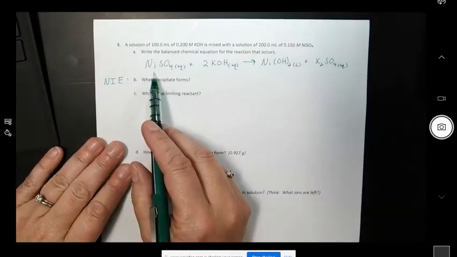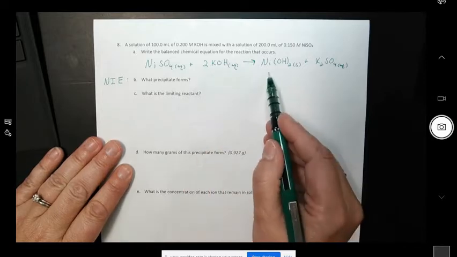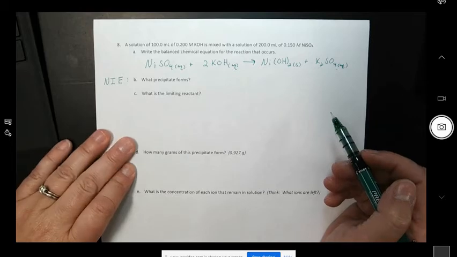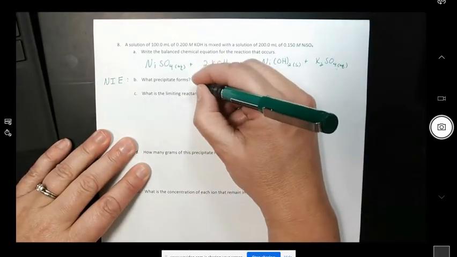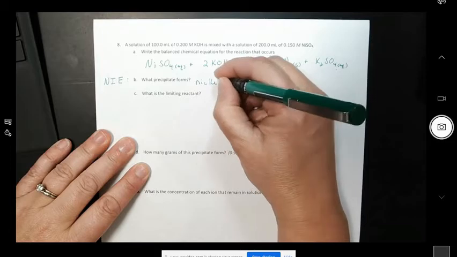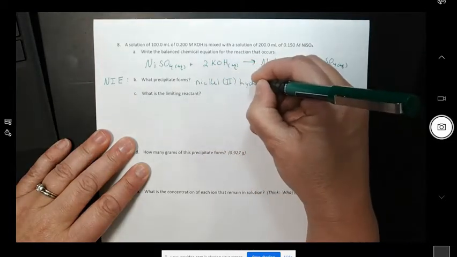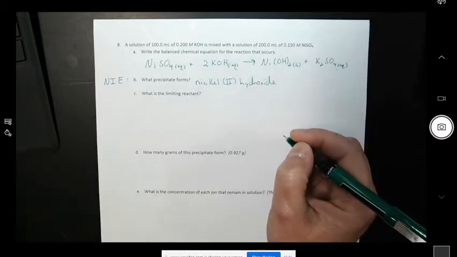All right, question number 8. We've got some nickel 2 sulfate and we're mixing it with some potassium hydroxide. We're going to get a precipitate and we're going to get some potassium sulfate. That's going to be aqueous. The precipitate that forms is nickel 2 hydroxide. And this is a precipitation reaction.